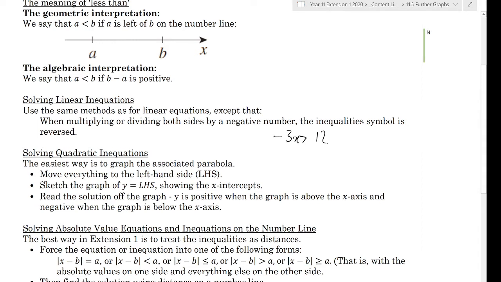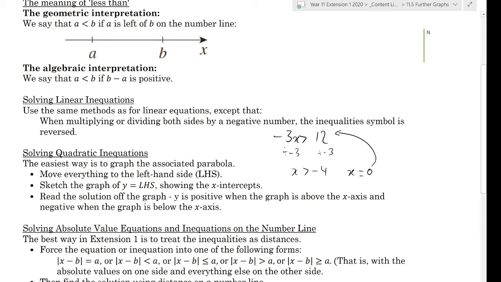So negative 3x is greater than 12. If we were just to solve this regularly, we'd divide both sides by negative 3, and we'd be left with x is greater than 4. Oh, sorry, negative 4. So that means any number that's bigger than negative 4 would make the original inequation work. Let's try x is equal to 0, which is a number that's bigger than negative 4. If we put it back in here, we should get negative 3 times 0 is greater than 12, which means 0 is greater than 12, which we know is not true.